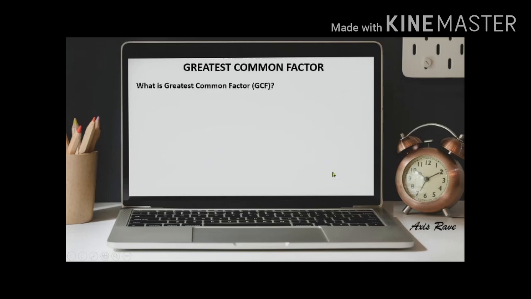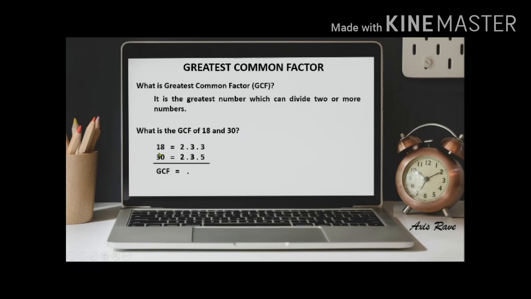Okay, next we have the greatest common factor. What is the greatest common factor, commonly known as GCF? When we say GCF, it is the greatest number which can divide two or more numbers. Okay, let's have an example. What is the GCF of 18 and 30? 18 can be written as the product of 2, 3, and another 3. And 30 can also be written as the product of the prime numbers 2, 3, and 5.